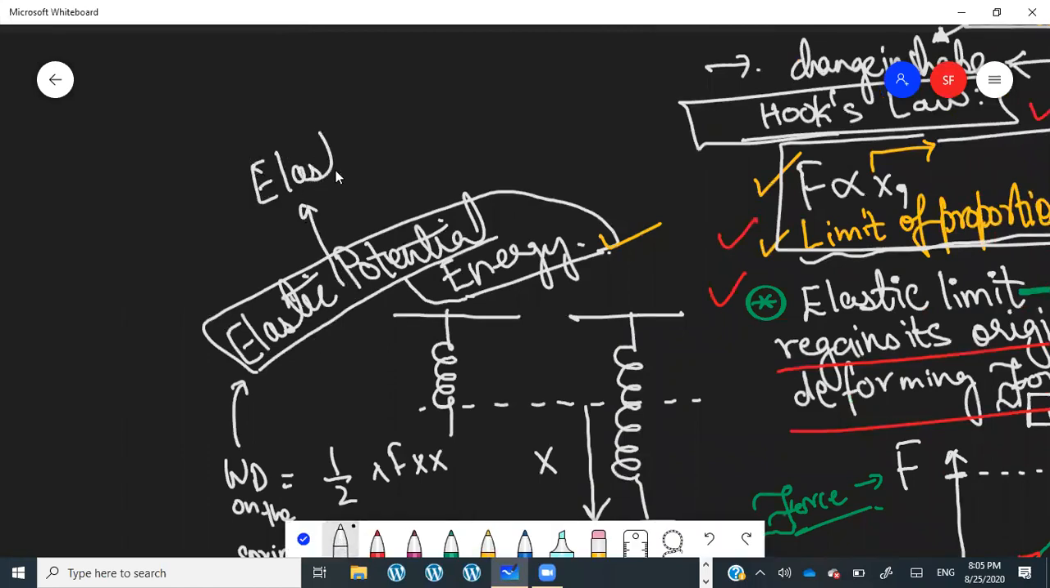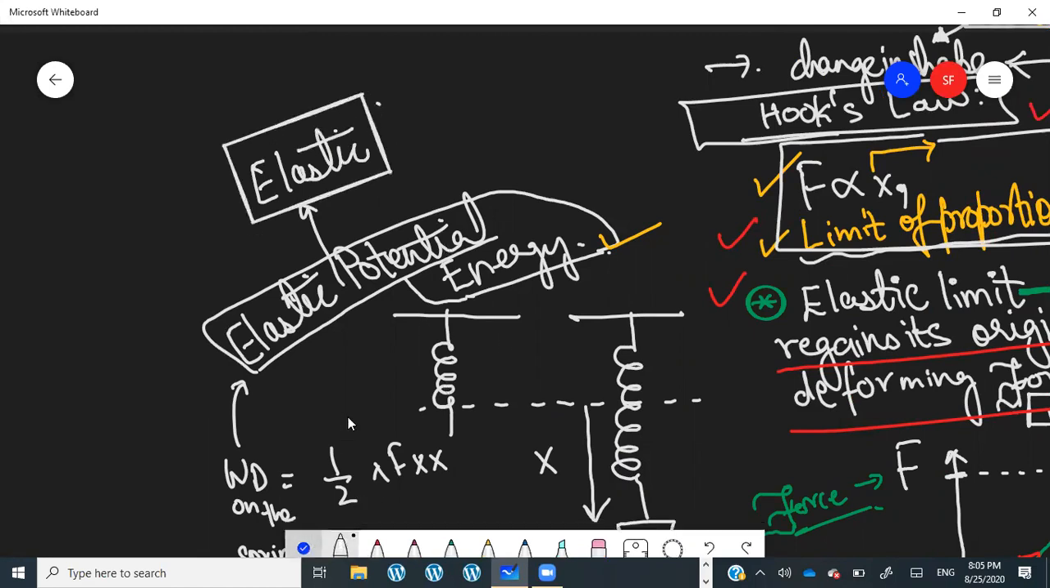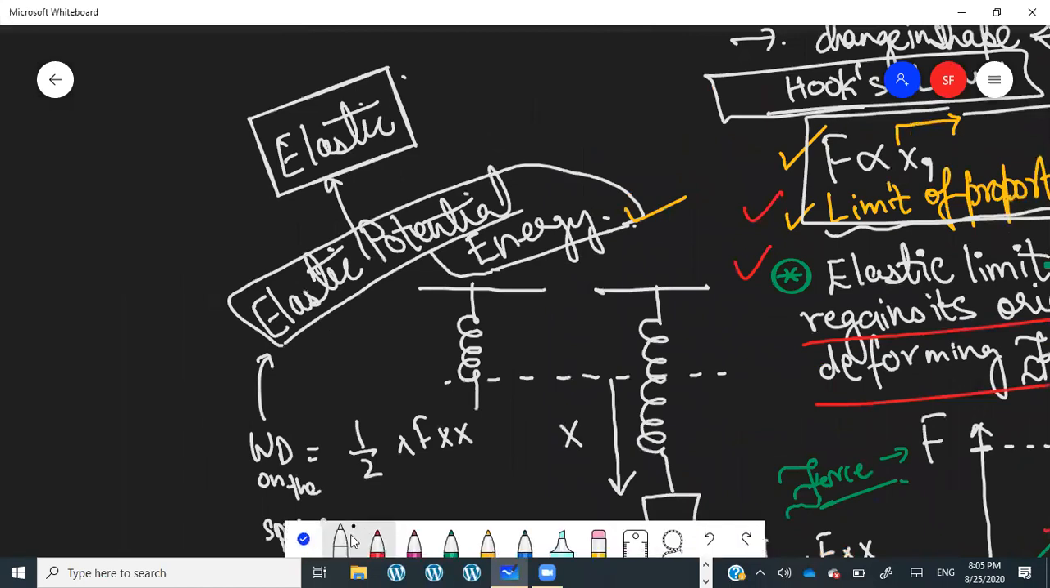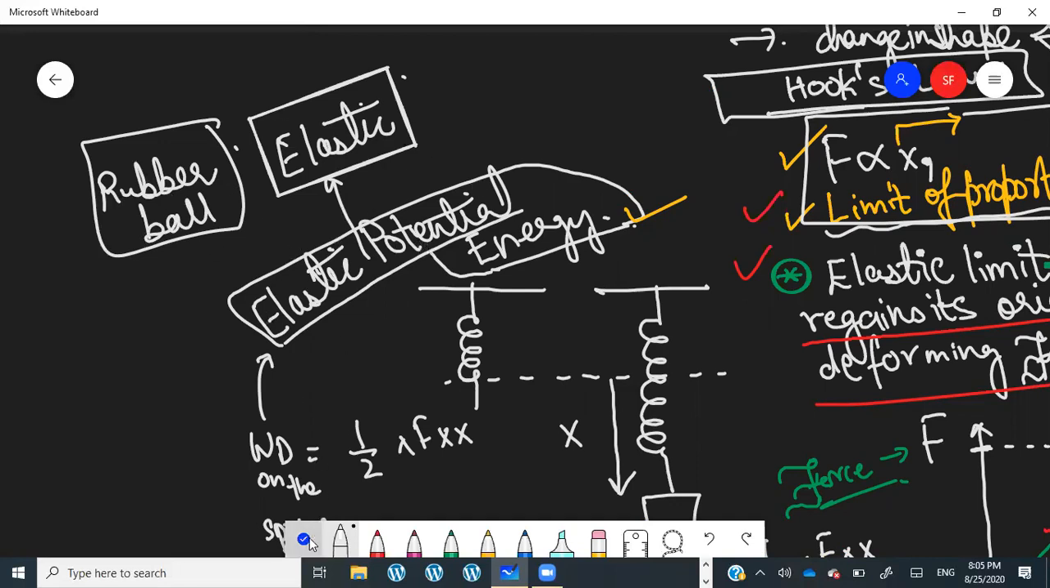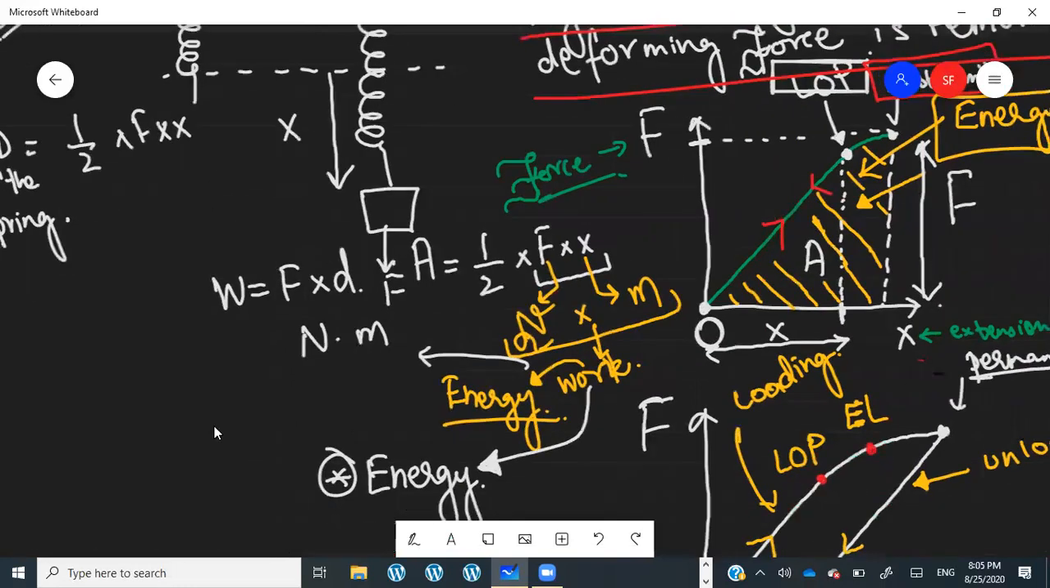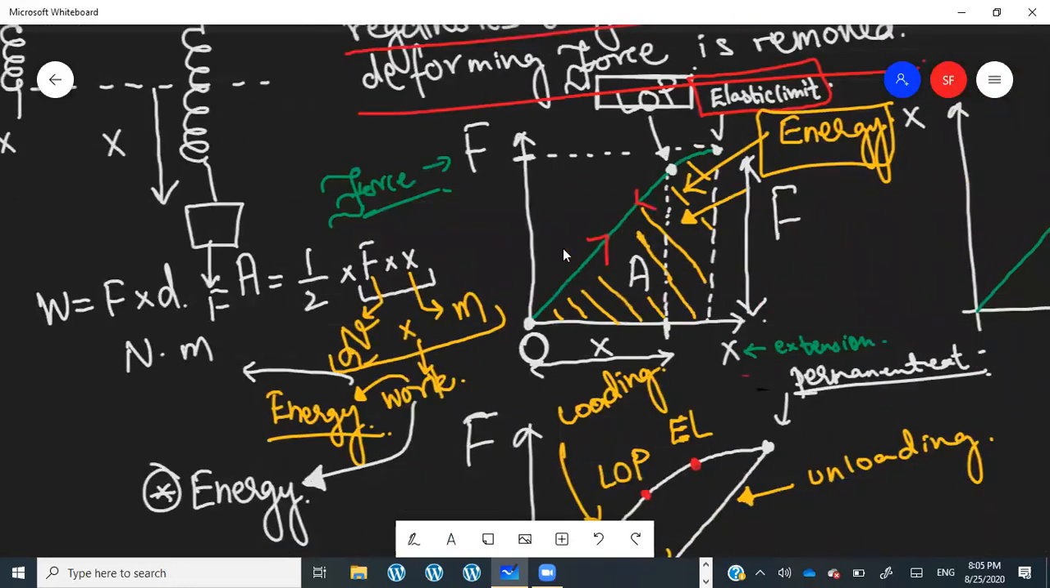Any object that can change its shape and regain it can store elastic potential energy. Even if you take the example of a rubber ball or a trampoline, this will also regain its original shape after you do work on it in changing its shape, right? Why is it able to regain its original shape? That's because some energy is stored in it. It uses that energy to regain its shape. That's why these objects are able to regain their original shape.